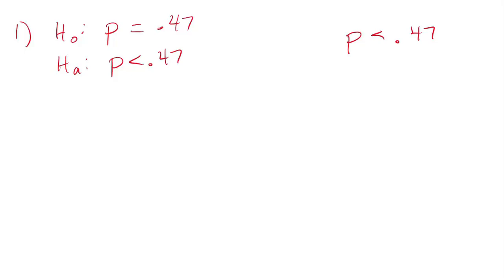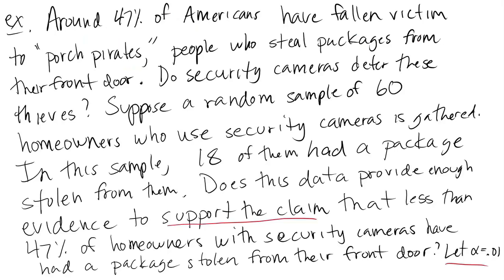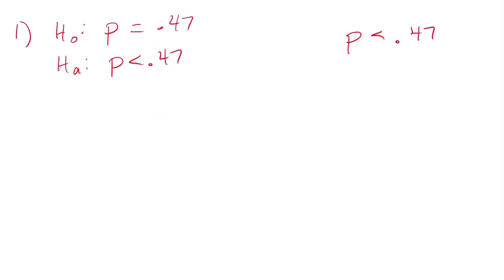is less than 0.47. The null hypothesis is basically saying that there's really no difference whether you have a security camera or not when it comes to having stuff stolen from your porch. The alternative hypothesis disagrees with that and says no, the proportion of Americans with security cameras who have things stolen from their porch is actually less than what it is for the general population. So those are our two claims in this problem.